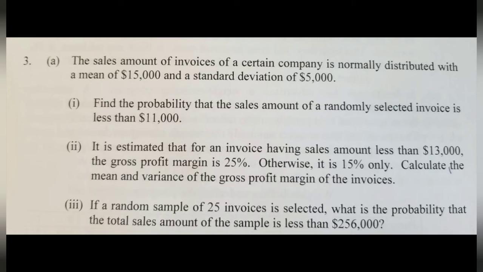Good afternoon, I'm Joshua Wen from Group 4, and today I'm going to talk about the mock examination 1, question 3A, part 3. The sales amount of invoice of a certain company is normally distributed with a mean of 50,000 and a standard deviation of 5,000. In part 3, a random sample of 25 invoices is selected. What is the probability that the total sales amount of the sample is less than 256,000?